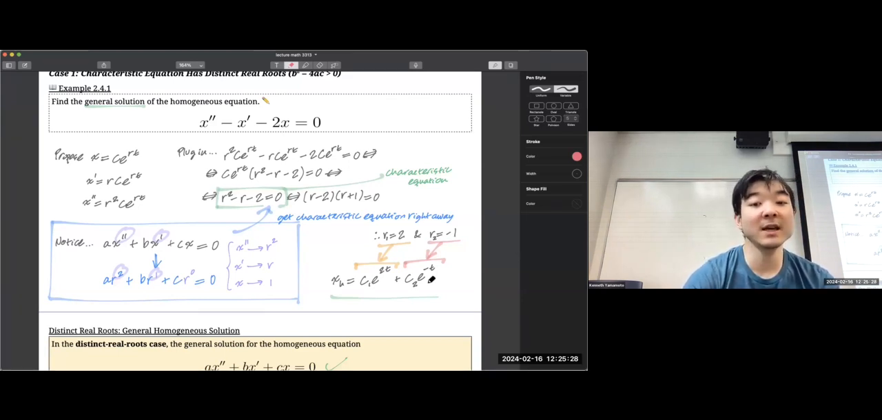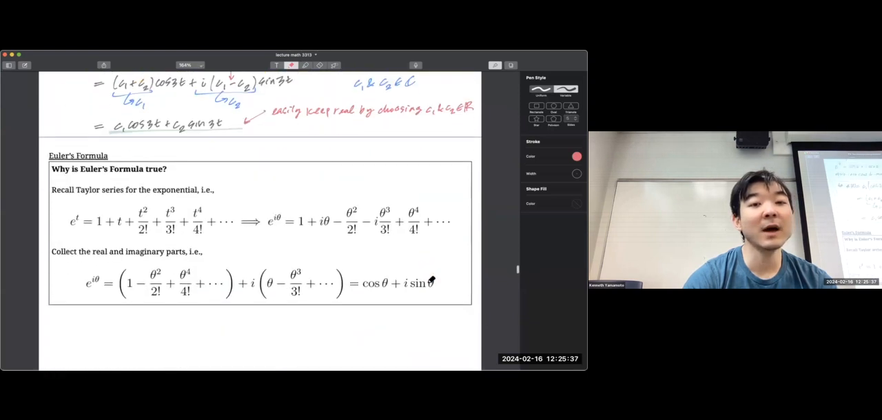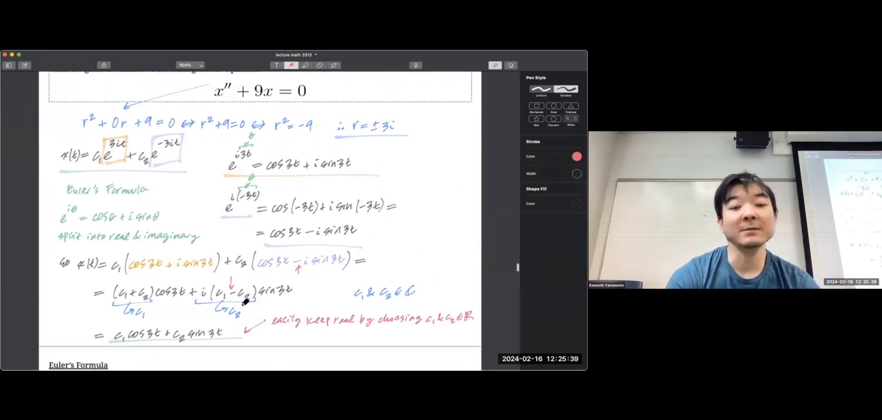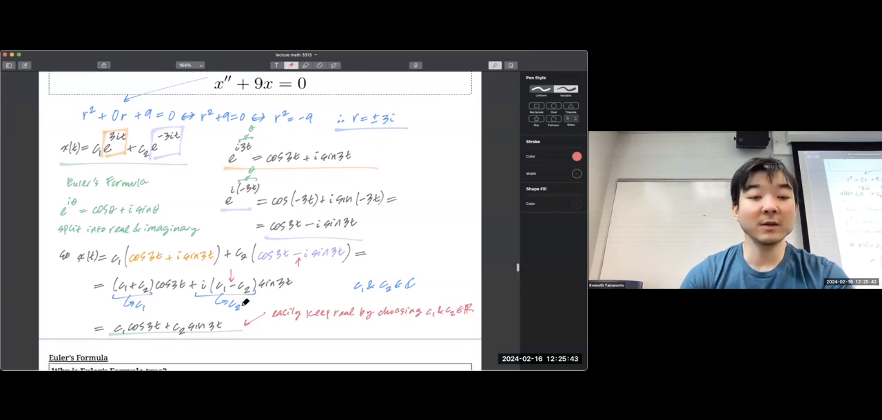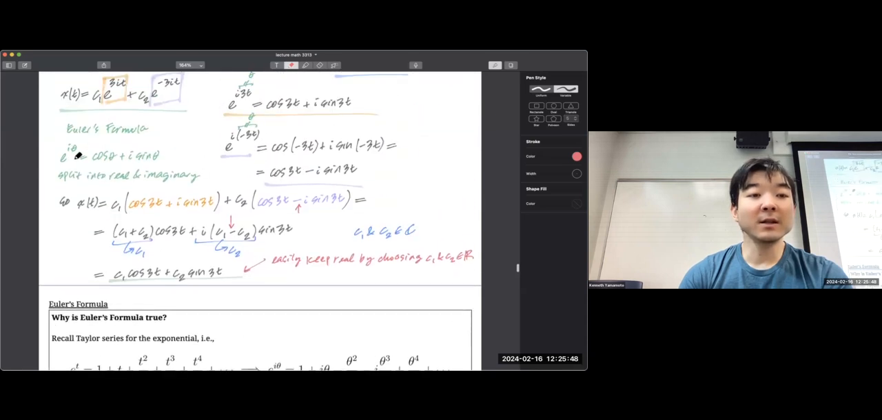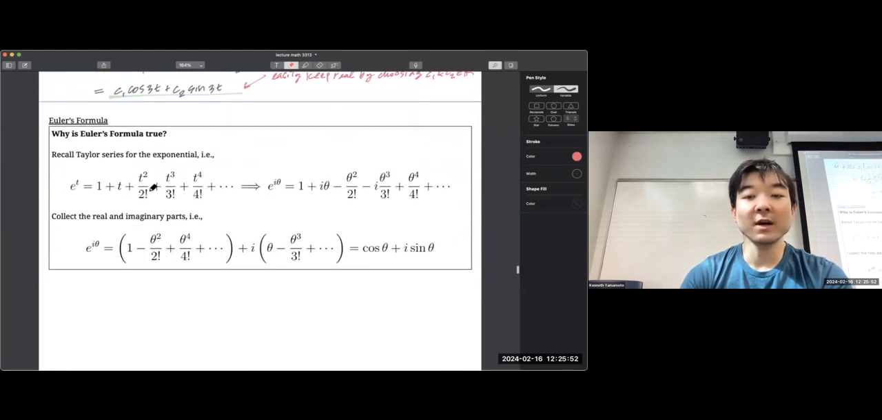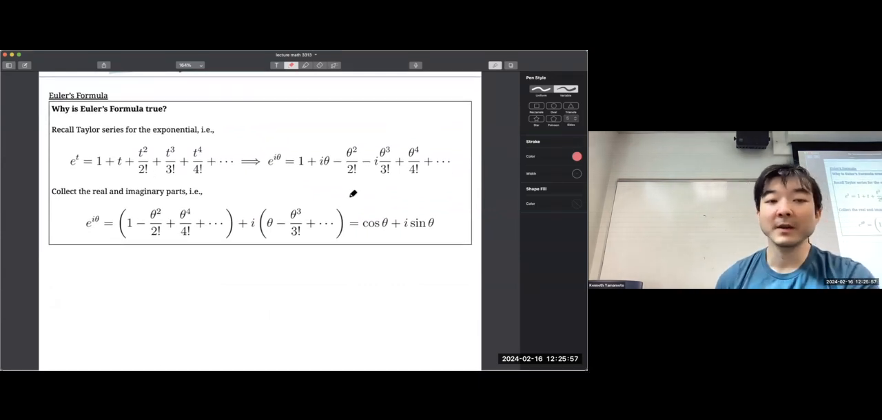But if you wanted to just get your hands on the real solutions, then you can extract the real and imaginary parts using Euler's formula, and then redefine constants where one of the constants will be complex, but you can easily force this to always be real. Then you can just choose C1 and C2 that are real. So Euler's formula here is e to the i theta equals cosine of theta plus i sine of theta. There are a variety of ways to prove or verify this formula.